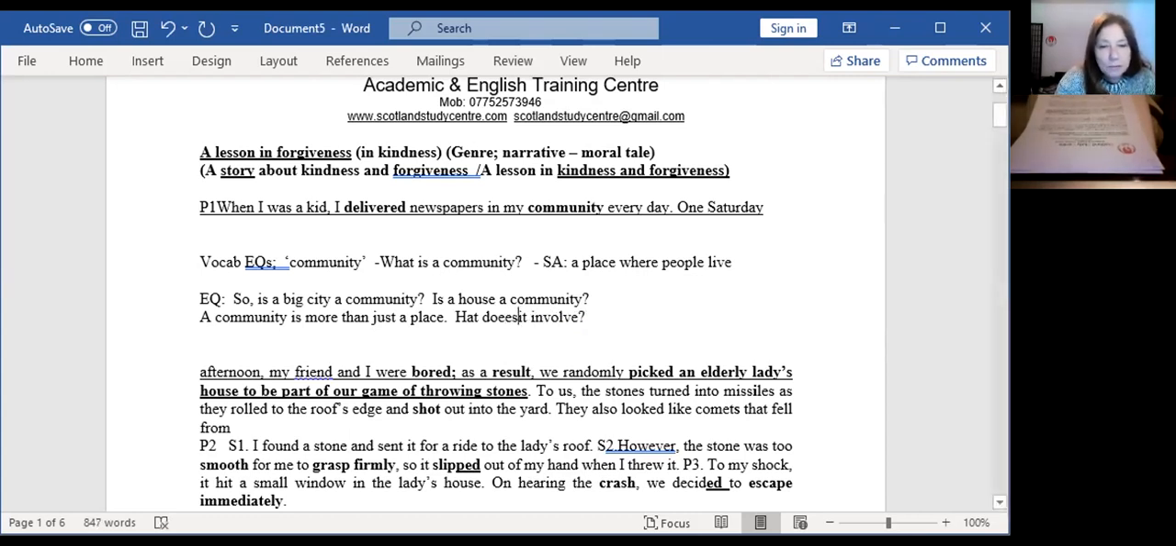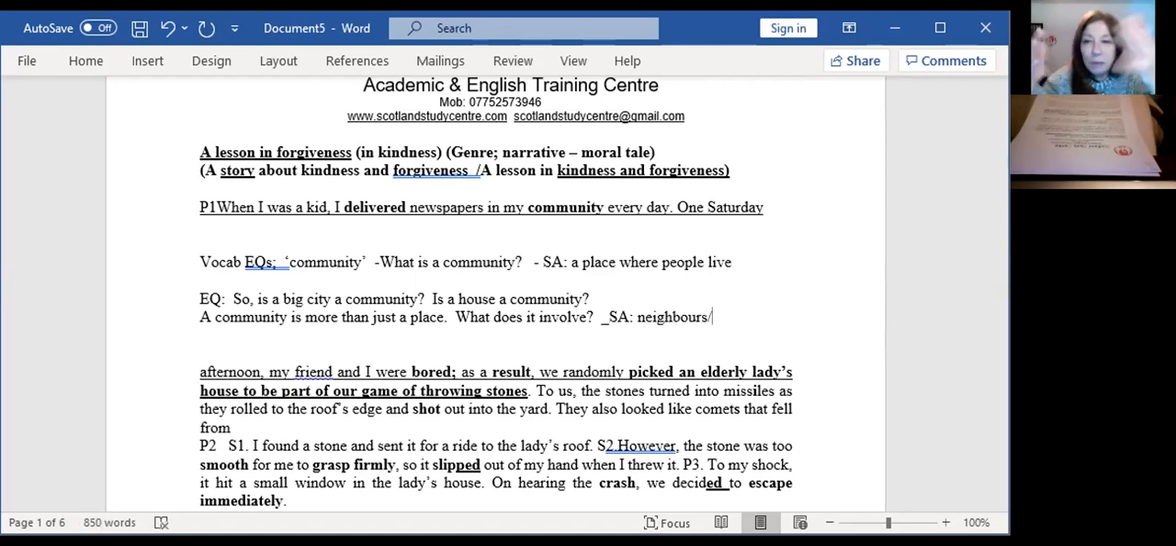Maybe you could ask them, so what does it involve? It's not just like a house, a building. It's not just a city, an area, a place. It's more than that. What is a community? You live in a community? Neighbors. Yeah. So maybe student answer. Good. Neighbors.